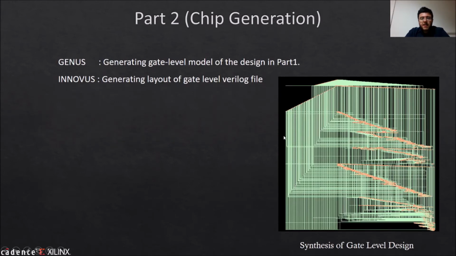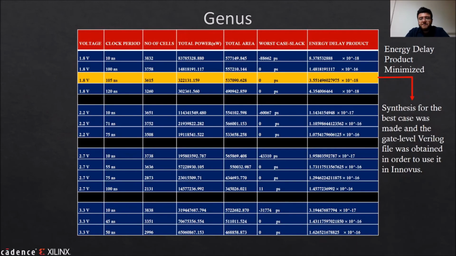In the second part, which is chip generation, we have used 2 different programs, Genus and Innovus. In Genus, we generate the gate level model of the design from part 1. Here you can see the synthesis of the gate level design. And in Innovus, we generate the layout of the gate level Verilog file.